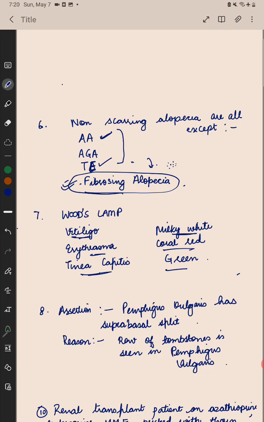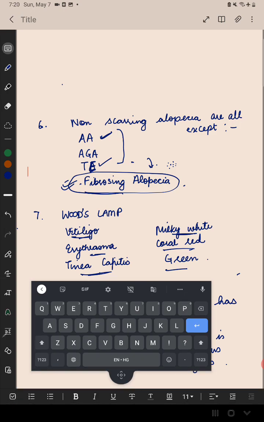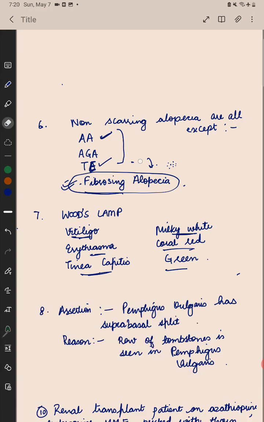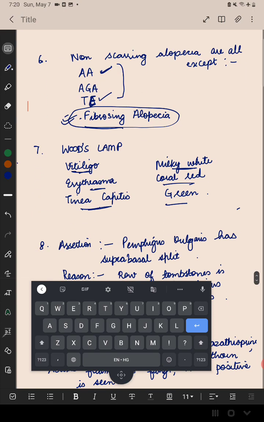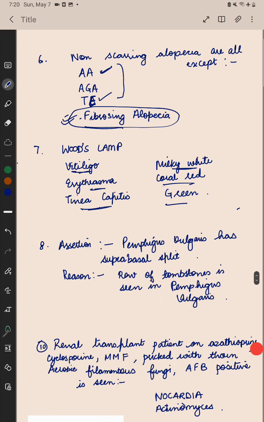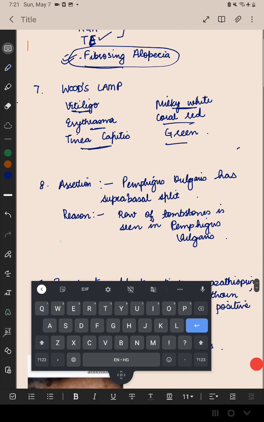And in alopecia areata, it is autoimmune. Again, very specific antibodies, so nothing to trigger fibrosis as such. Although this is a very vague way to remember it, I'll teach you this in detail someday, so probably you'll be able to get my mnemonic here. Then Wood's lamp. Again, that was a match the column question. In vitiligo you have milky white color, in erythrasma you get coral red color, and in tinea capitis you have green color. This is a factual question, needs no explanation.